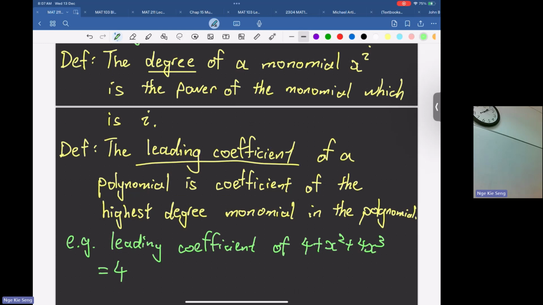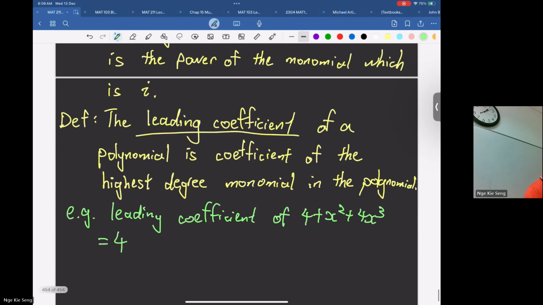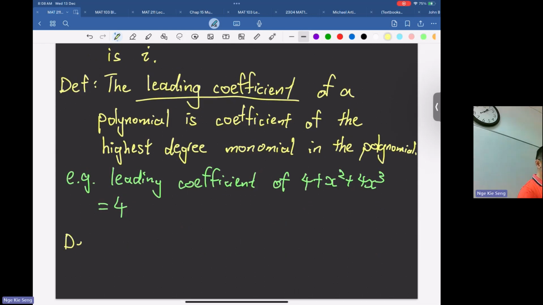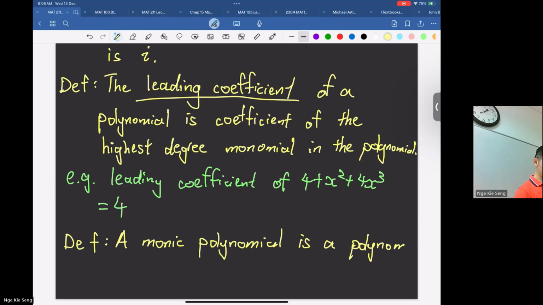Leading coefficient. But when we look at the polynomial ring with coefficients in a ring R, we always look for monic polynomials. So what's a monic polynomial? Mono means once. So where is the one? A monic polynomial is a polynomial with leading coefficient 1.